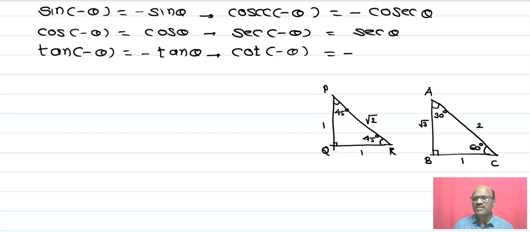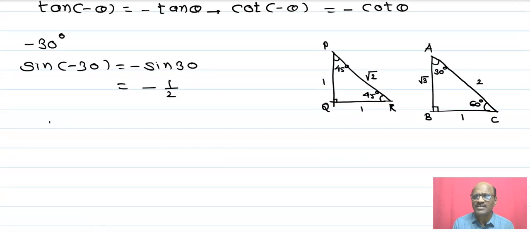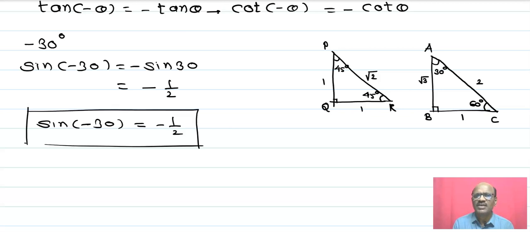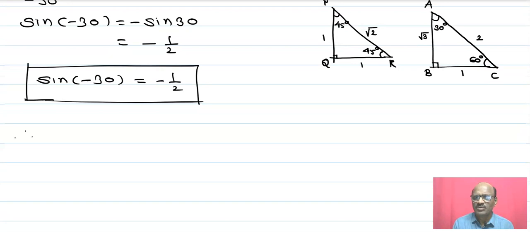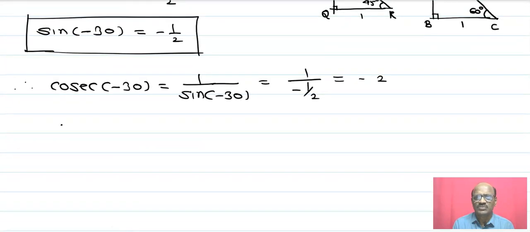You remember these formulas, and now we will start to find out the values of the trigonometry functions whose angles are negative. The negative angles are measured in the clockwise sense and positive angles are measured in the anti-clockwise sense. Therefore sine of minus 30 reflects the negative sign, that is minus sine 30, that is minus 1 upon 2. Therefore sine of minus 30 is equal to minus 1 upon 2. Then cosec of minus 30 is the reciprocal of sine of minus 30, and overall it comes minus 2.